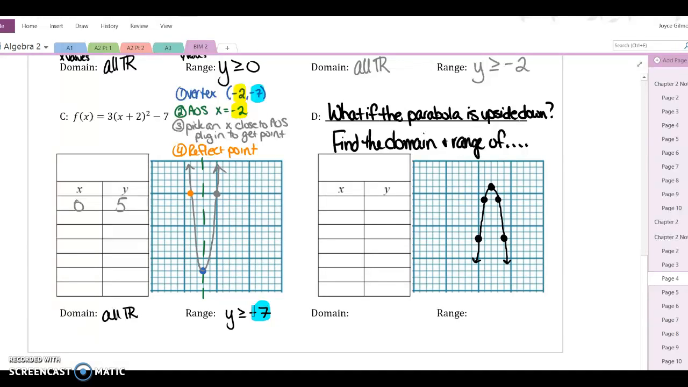Now, in D, you don't have to draw this in your notes if you don't want to, but we should at least talk about it. What if the parabola is upside down? What does that mean for the domain and the range? The domain is still all real numbers, but look at the range. This point is not a minimum. This point is now a maximum. So what is the maximum y value on this graph?